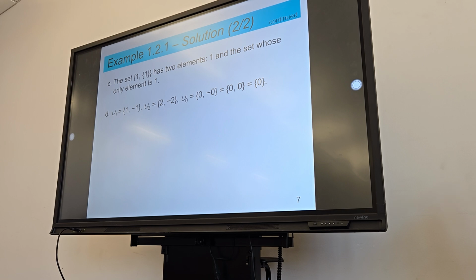So duplicates can be eliminated, and calculations can be used to simplify elements, like the negative 0 to 0. It's the same thing. So they are identical sets.